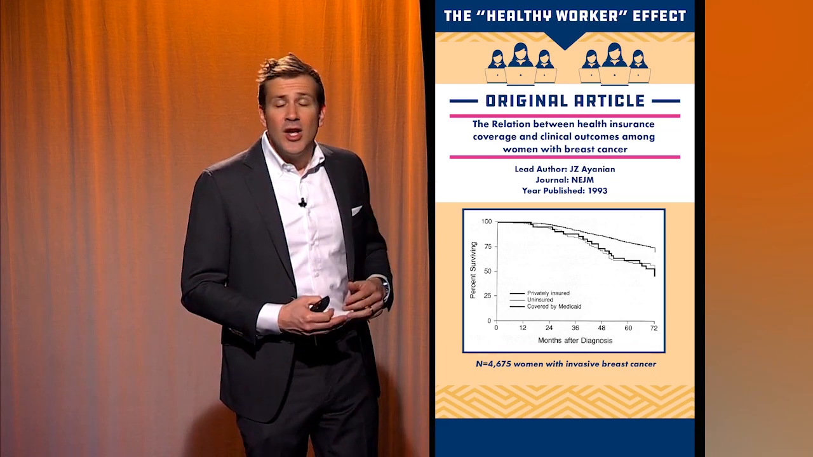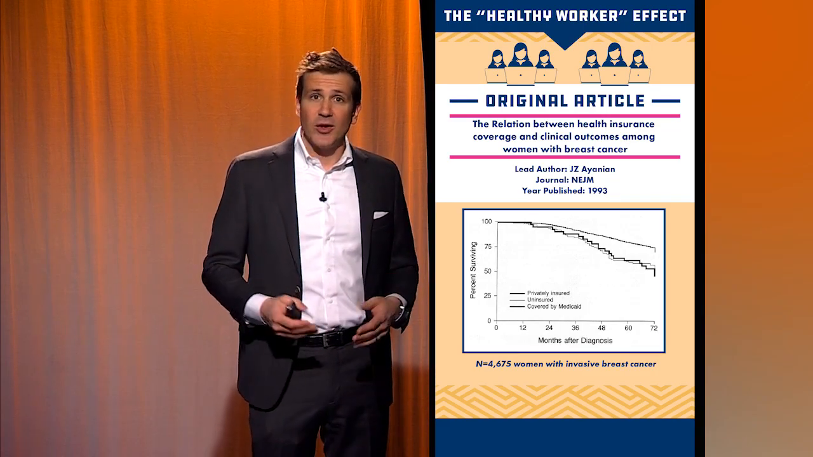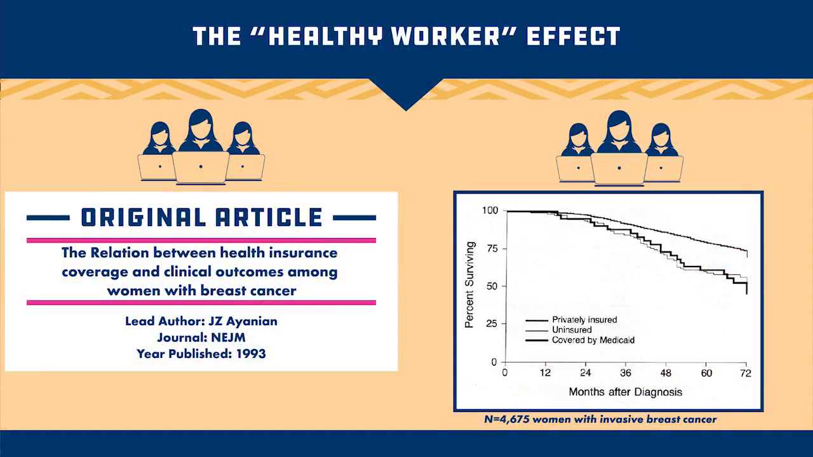This was a study looking at the outcomes in breast cancer among insured versus uninsured women. And what you can see in the top here is that survival was much better in women who had private insurance, but those who were uninsured or who had Medicaid had worse outcomes in terms of survival. And so you might look at that and you could conclude, oh, well, better insurance, private insurance is better and people live longer.